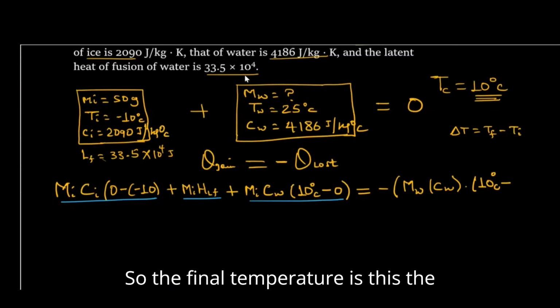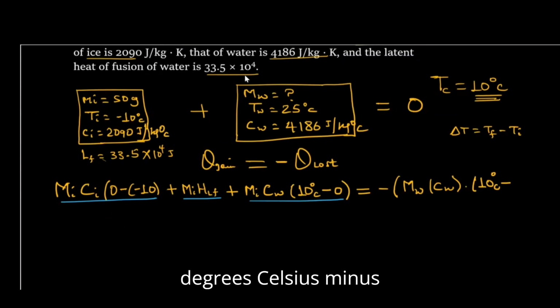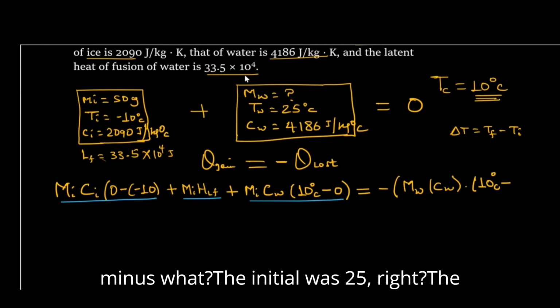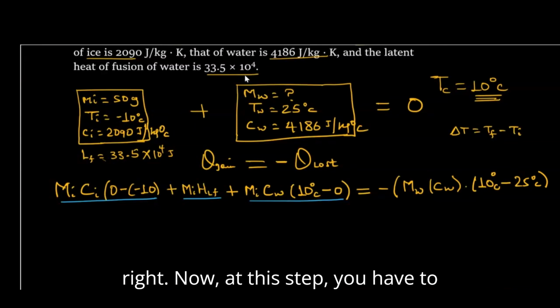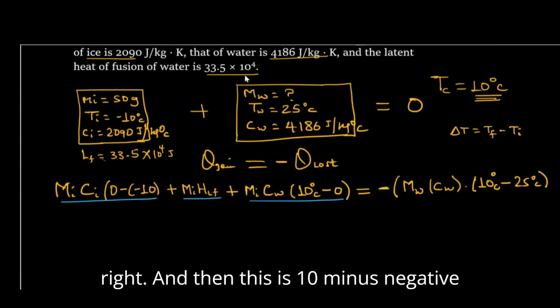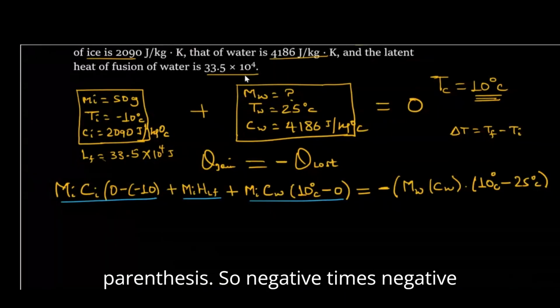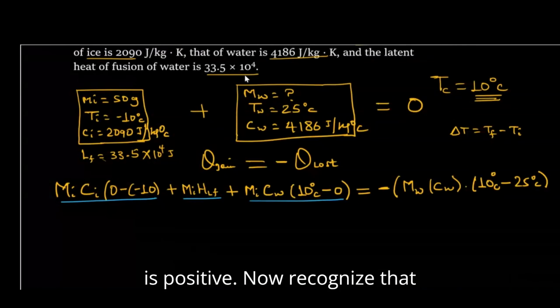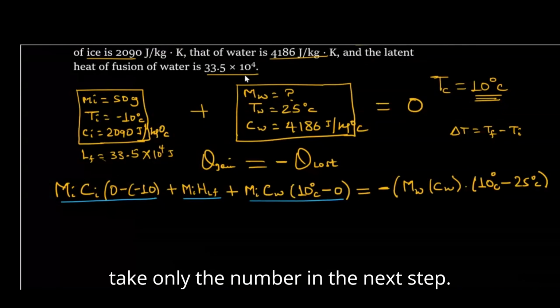So the final temperature is the common temperature, which is the 10 degrees Celsius, minus what? The initial was 25, right? The 25 degrees Celsius. Here we go. Now, at this step, you have to recognize that this is negative outside, this is negative outside, and 10 minus 25 is negative 15. So it will give me a negative number inside the parenthesis. Negative times negative is positive. Now recognize that everything is just positive. I'm going to take only the number in the next step.